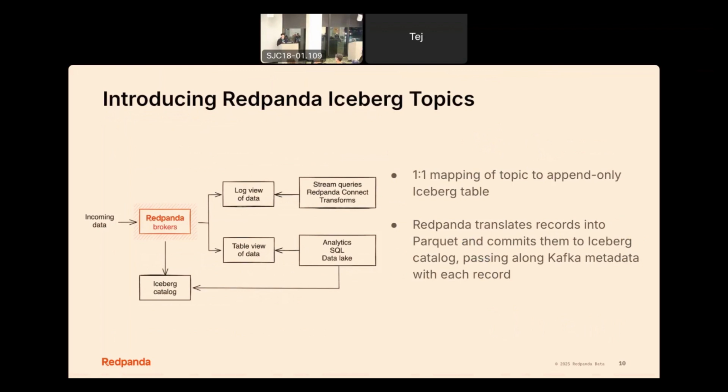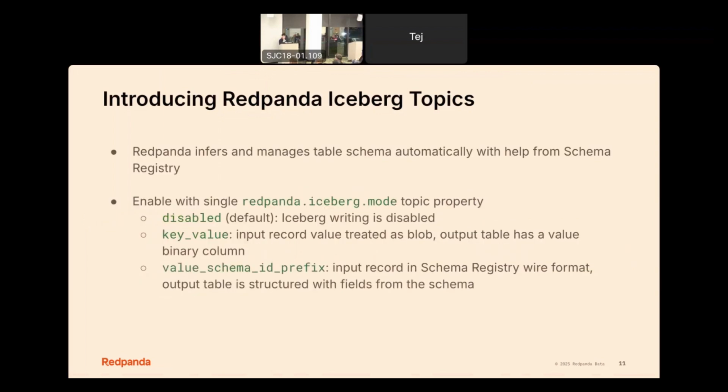So Iceberg Topics build and automatically manage a one-to-one mapping of topics to append-only Iceberg tables. As data comes in, Redpanda translates Avro or Protobuf records into Parquet and commits the translated files to the Iceberg catalog, passing along some additional metadata with each record. Conceptually, for this little diagram, this allows you to still consume data as a log through the Kafka API, while also querying your data as a table with your favorite Iceberg-compatible tools. Under the hood, Redpanda infers and manages table schemas automatically with the help of the schema registry.